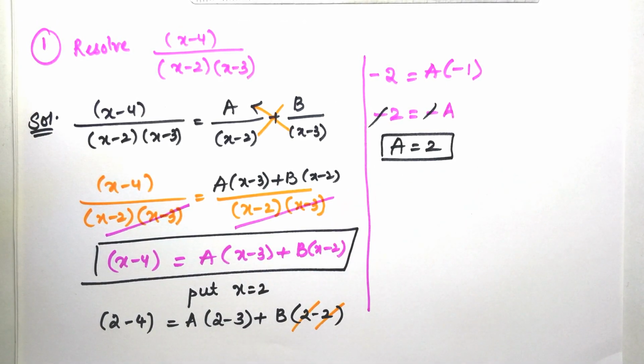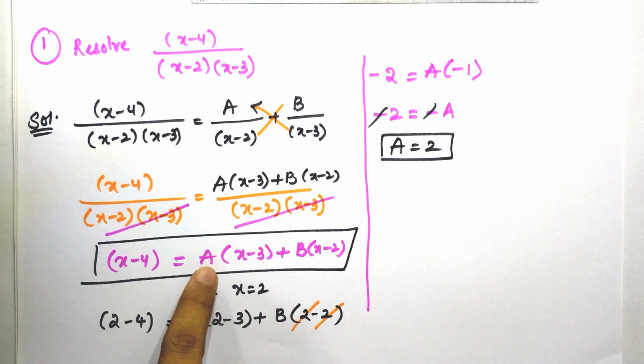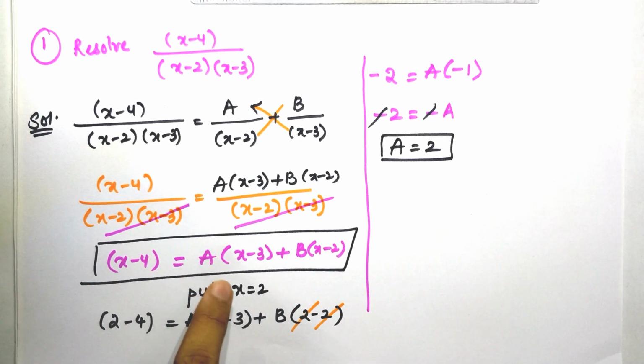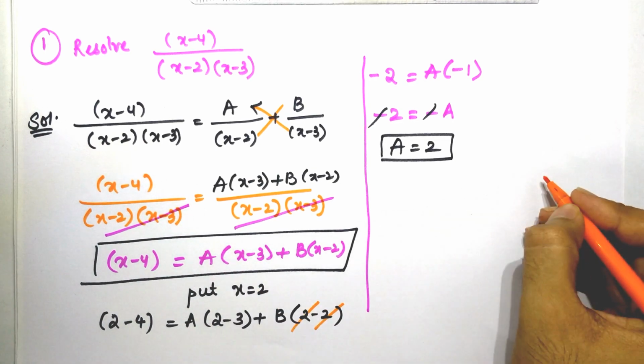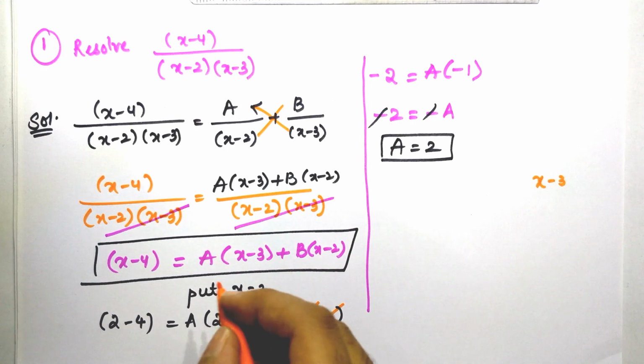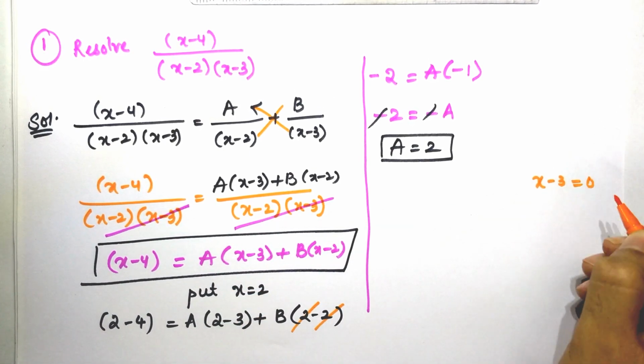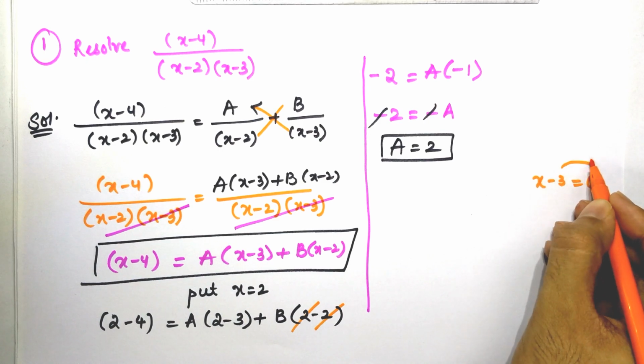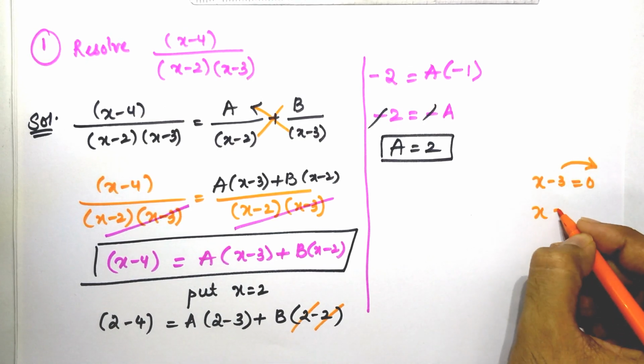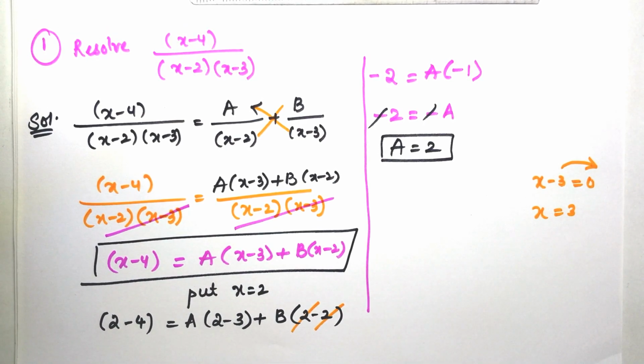Now to find the value of b, the equation should not contain a. So to cancel the a term, I'll take the value of x as 3. Whatever the coefficient of a is, equate it to 0. If I send this minus 3 to the right side, it becomes plus 3. So x is equal to 3.